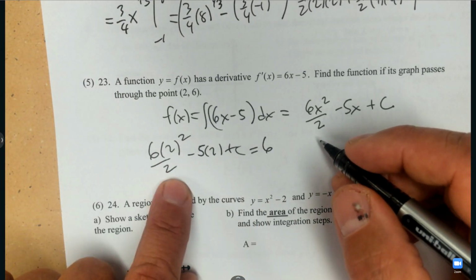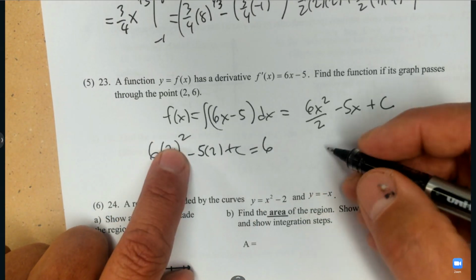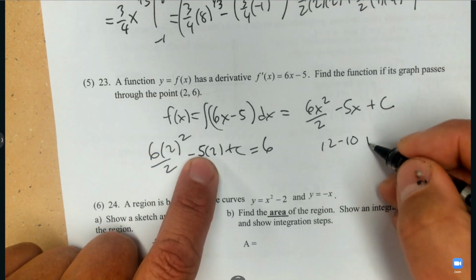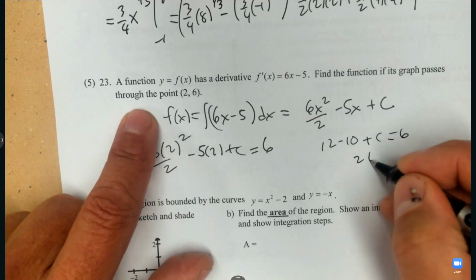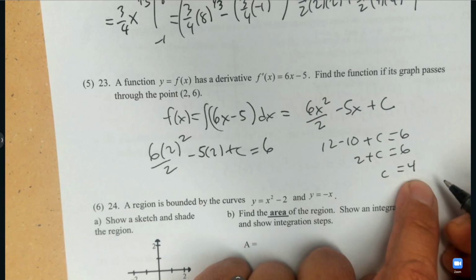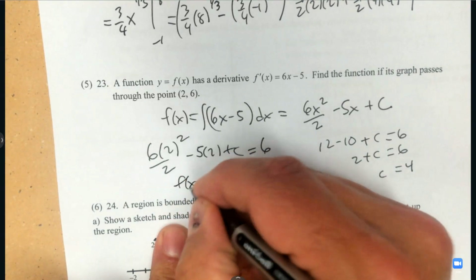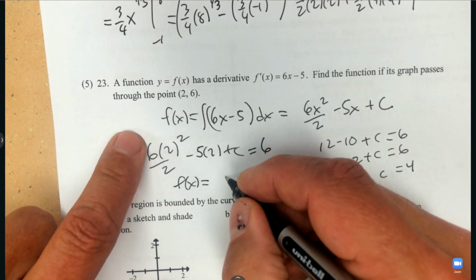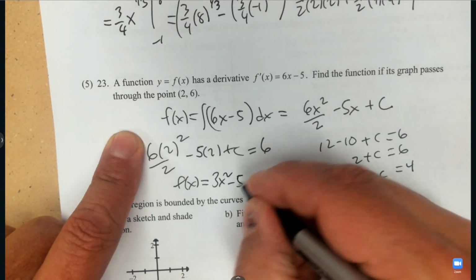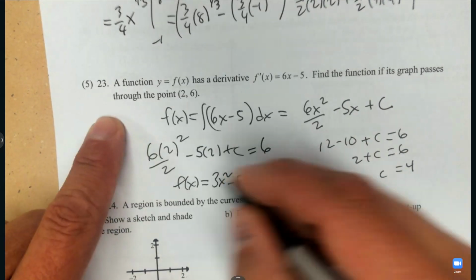So 6 divided by 2, this is really 3 times 4, which is 12. 5 times 2 is 10. Just work until you get the answer. And the answer at the end when you solve it is 4. So the final answer then would be f at x equals, now I'm going to go 6 divided by 2, so I'm going to go 3x squared minus 5x, and then our c value is 4.